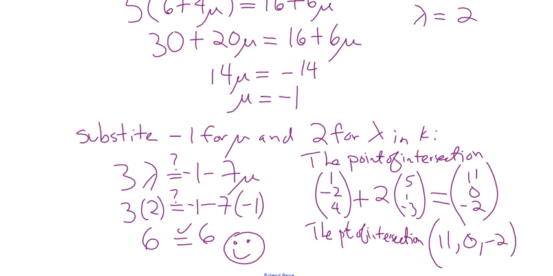And same thing, you would have got the same thing if you had substituted -1 for mu in equation 2, you would have got 11, 0, -2, right? Unless you failed.